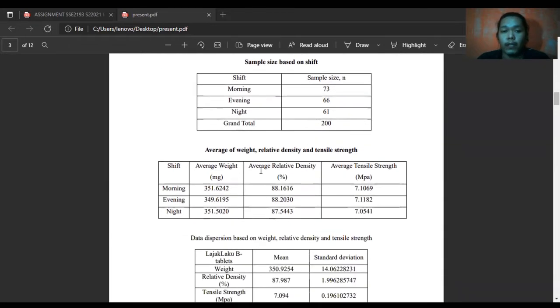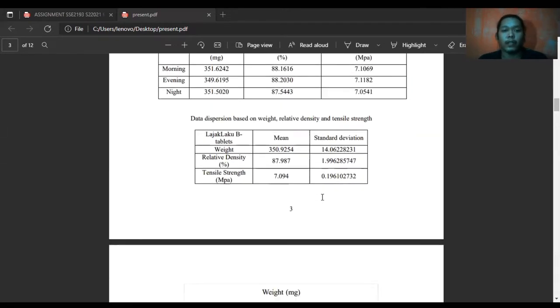The next table is the average of weight, relative density, and tensile strength. For the average weight, the morning shift has the highest average weight. For the average relative density, the highest is on the evening shift. For the average tensile strength, the highest is the evening shift.